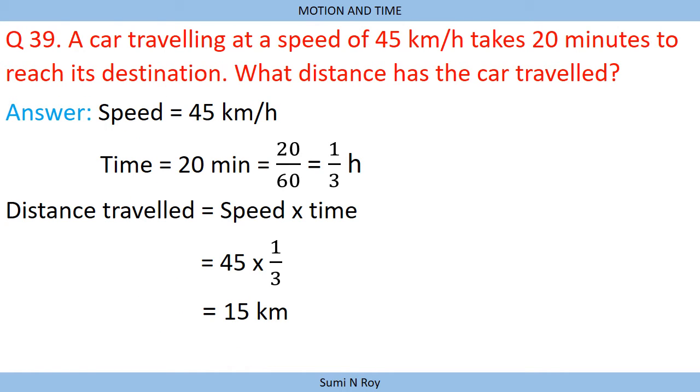Next question: a car traveling at a speed of 45 km per hour takes 20 minutes to reach its destination. What distance has the car traveled? So here again we have speed. Firstly we will write the speed, then the time is 20 minutes.